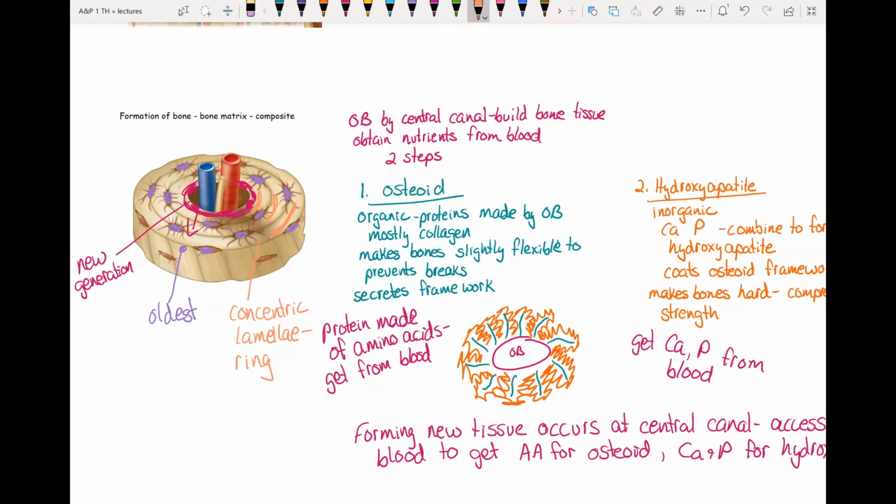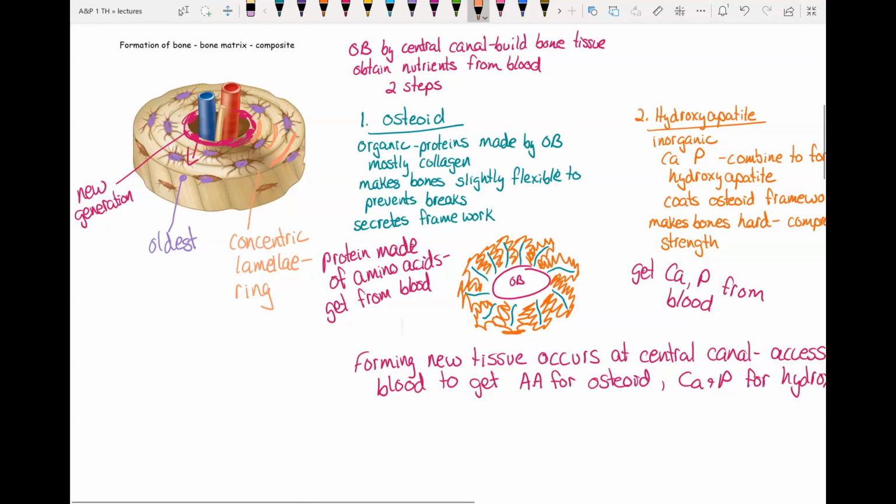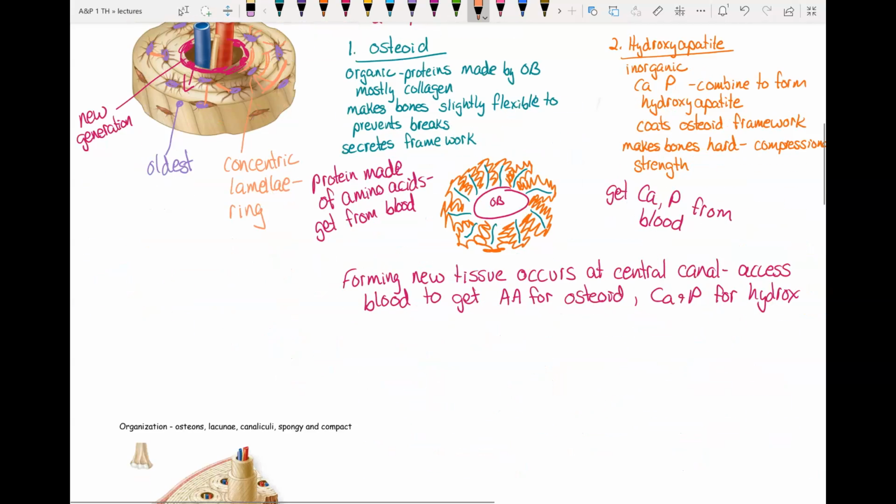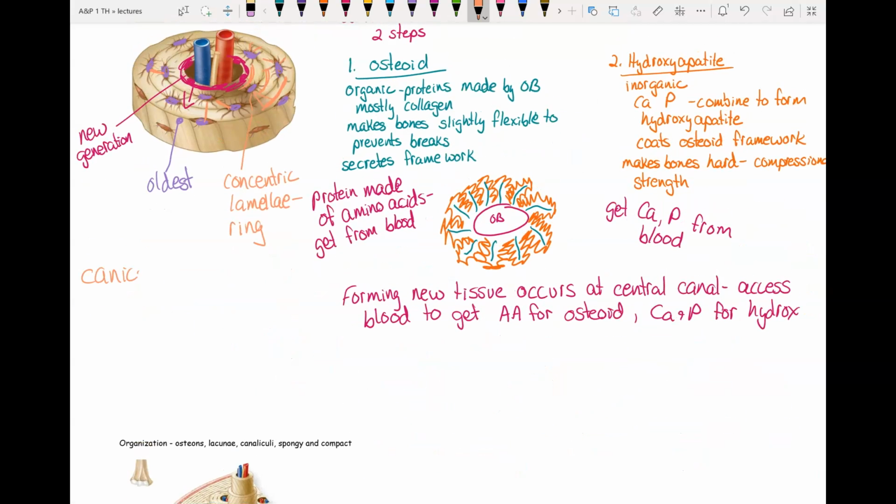Another feature is that through the concentric lamellae, you have little tunnels called canaliculi. So you can kind of see here all these little extensions like this. You have tunnels that connect these. So like these two are connected to each other by a tunnel, right? They're connected to their neighbors by tunnels. This allows them to pass nutrients and waste back and forth.